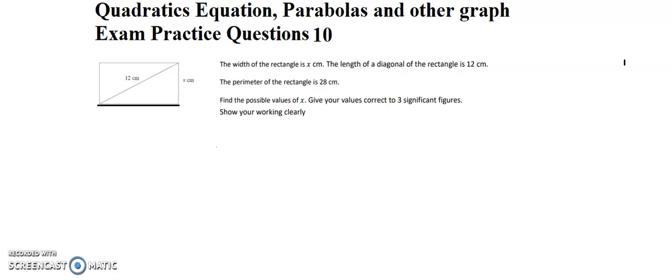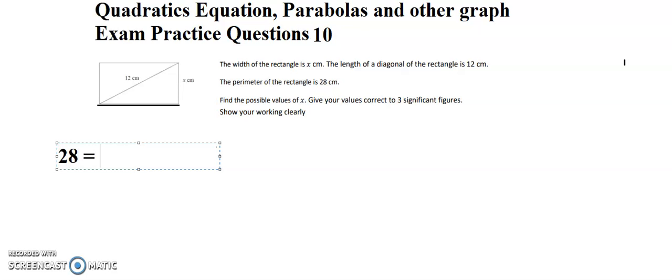Exam practice question 10. The width of the rectangle is x centimeters. The length of the diagonal of the rectangle is 12 centimeters. The perimeter of the rectangle is 28 centimeters. We want to find out x. So the first thing I know is the perimeter is 28.